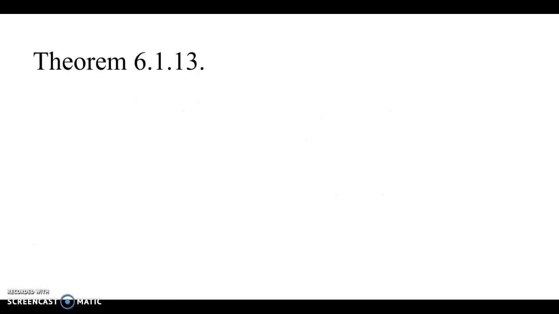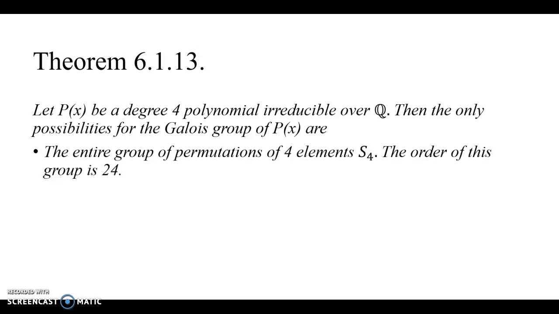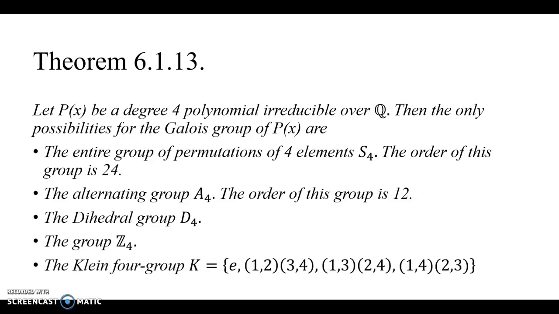Now, I do have another theorem I want to go through. So this is for when we have a polynomial of degree 4, which is irreducible over the rational numbers. Then the only possibilities for the Galois group of P of x are the following. The entire group of permutations of 4 elements, S4, the order of this group would be 24. The alternating group, A4, the order of this group would be 12. The dihedral group, D4. The group Z4, or the Klein 4 group, K.